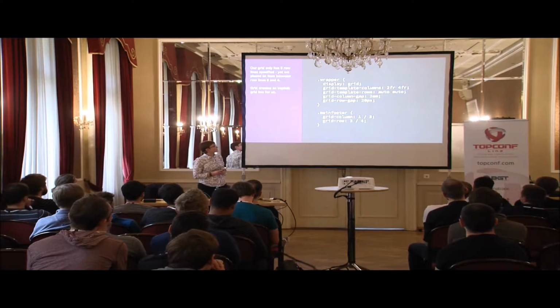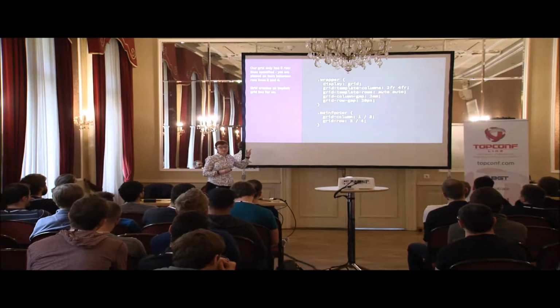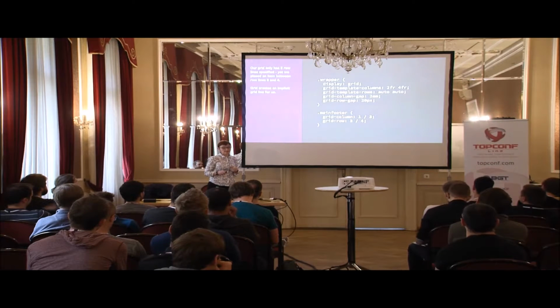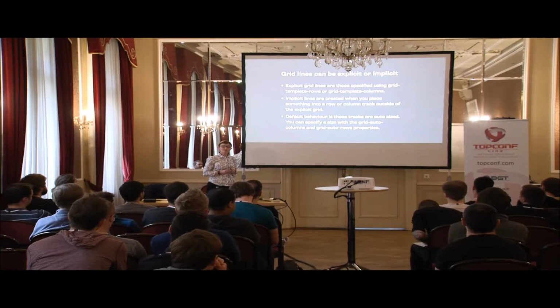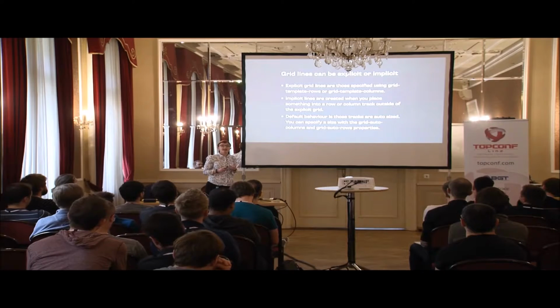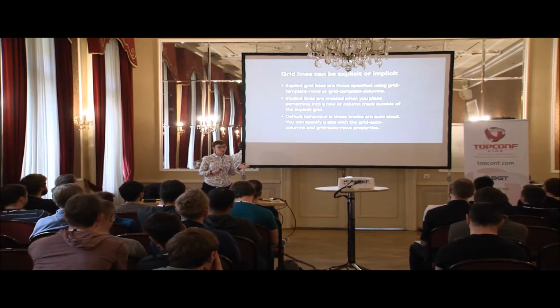And if you're observant, you might have realised that there isn't actually a line between 3 and 4. There's no track there. I've not created that in my grid. It doesn't exist in what we call the explicit grid. So grid has explicit grid lines. They're the ones that you create. You define your grid and you say which lines you want.